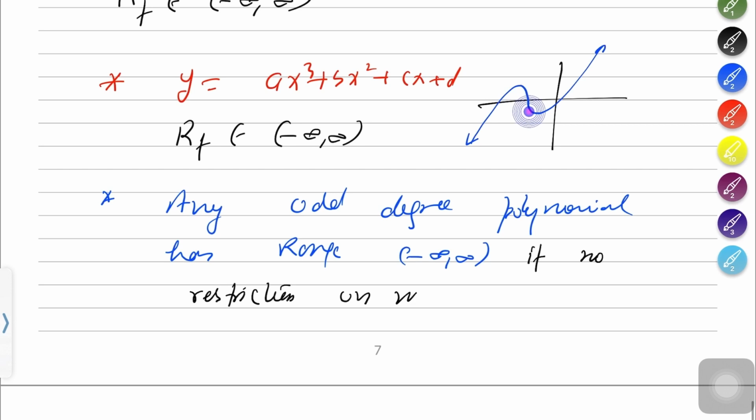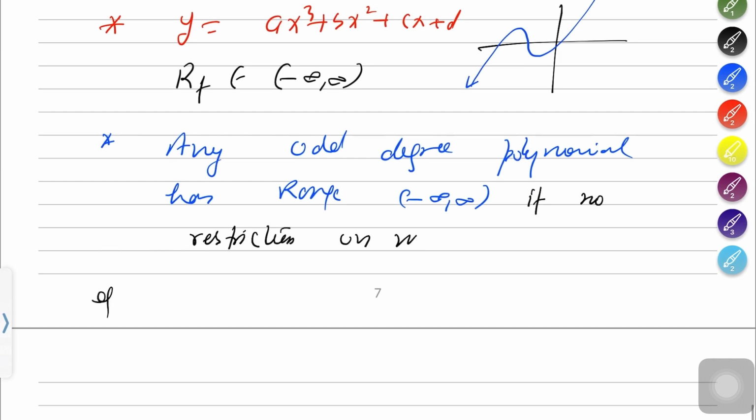We don't know where it goes up and down, but at least we know that at the minimum it goes to minus infinity and at the maximum it goes to plus infinity, and since it is continuous, it will contain all the values of y. So that's why any odd degree polynomial has a range minus infinity to plus infinity if there's no restriction on x. Obviously, if you restrict, we don't know how the graph looks, because based on the restriction we should know the exact graph, and only then can we find the range. But if there's no restriction, we can directly say that any odd degree polynomial has a range minus infinity to plus infinity.